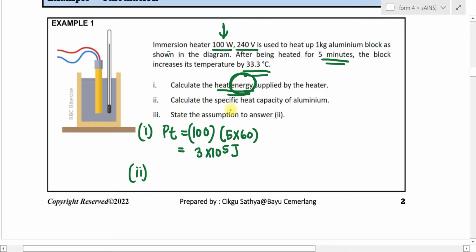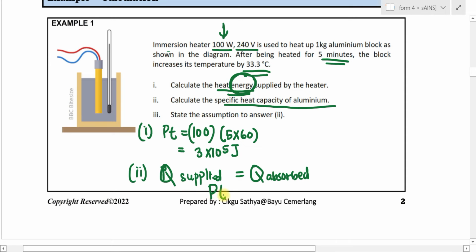Next, mc theta of the aluminium. We know that Q supplied, heat energy supplied is equal to heat energy absorbed. Q supplied is the PT. Q absorbed is the mc theta. So, your mc theta is equal to your power times time, which we just now calculate. 3 times 10 to the power of 5 joule. Got it?